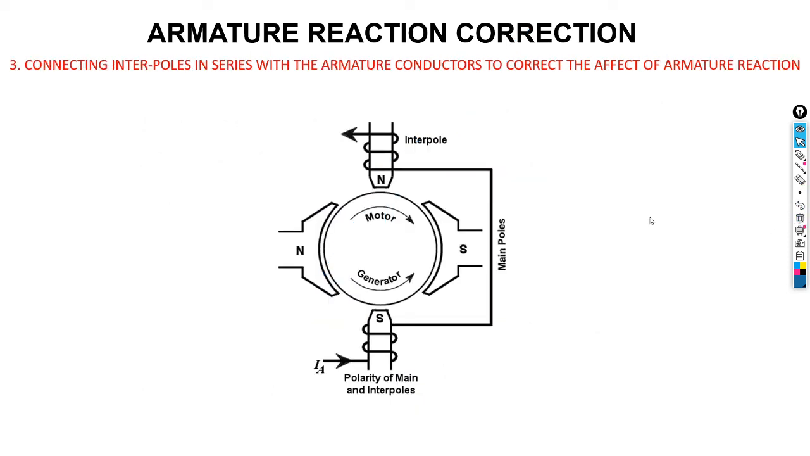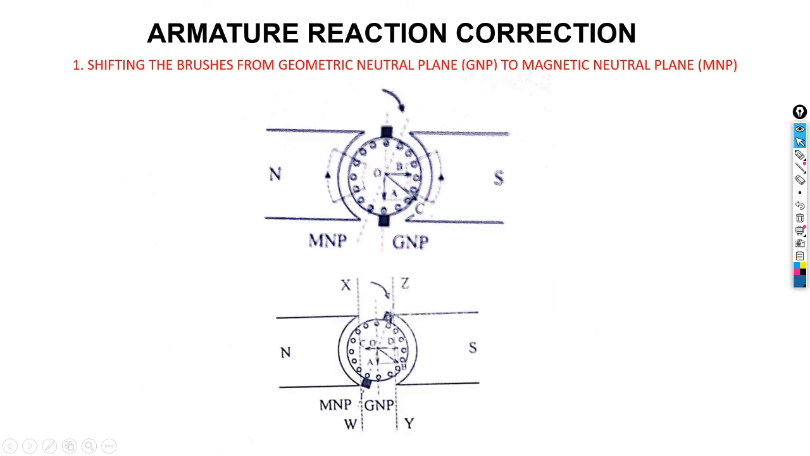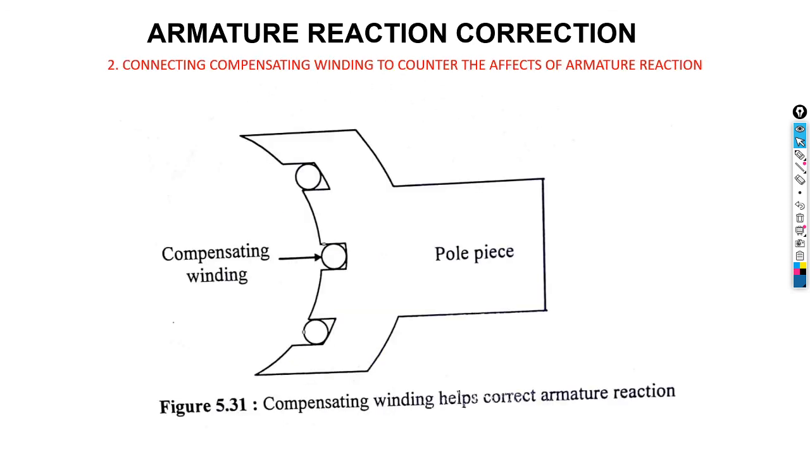Another way to correct the armature reaction is to connect a compensating winding to counter the effect of the armature reaction. So we're going to add a compensating winding in our pole. This will be our main winding, but we're going to add a compensating winding, and this compensating winding is going to be connected in series with the main winding of our pole.